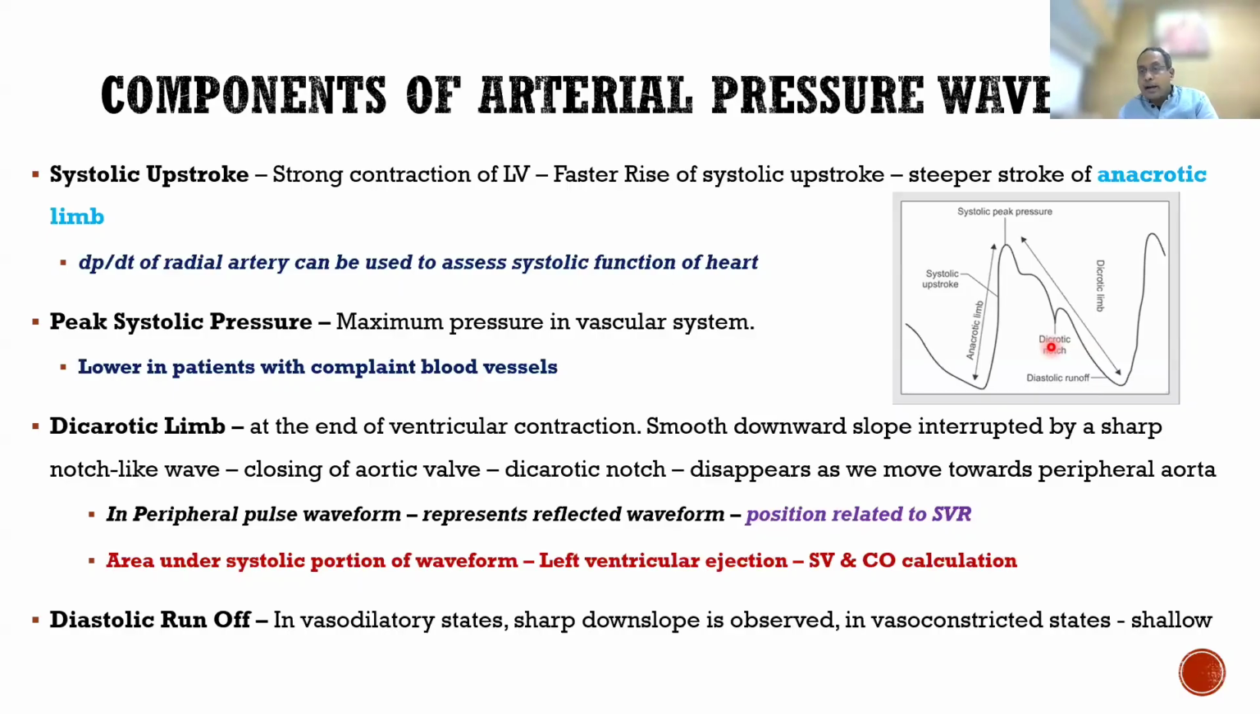So how can we measure cardiac output from this waveform? We can measure the area under the systolic portion of the waveform, which represents left ventricular ejection, and it can give us an approximate idea of systolic stroke volume and cardiac output. Then there is the diastolic runoff. In a vasodilatory state, this diastolic runoff will be very steep, while in vasoconstricted states, this diastolic runoff will be very narrow. So you can keep looking at this waveform and you can get a lot of information.